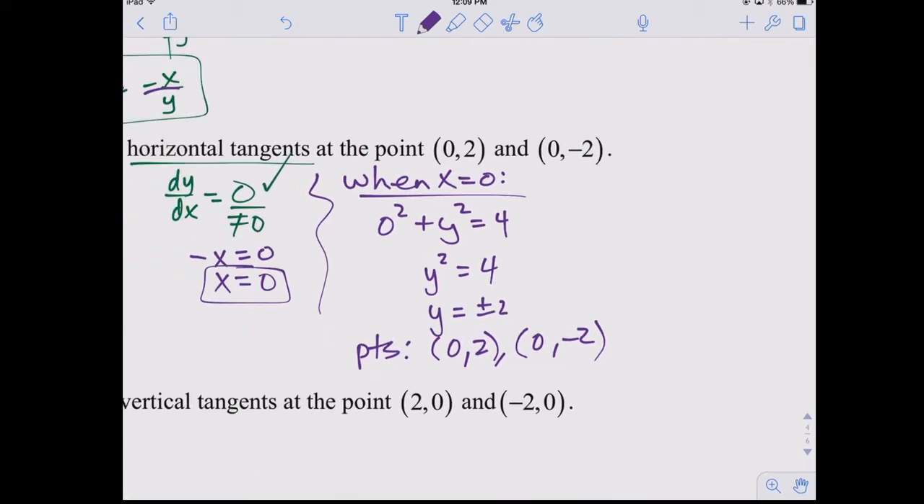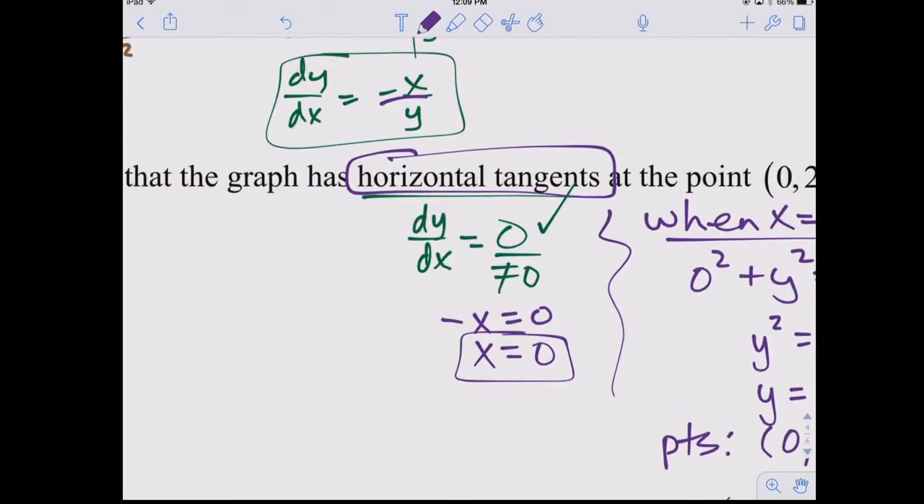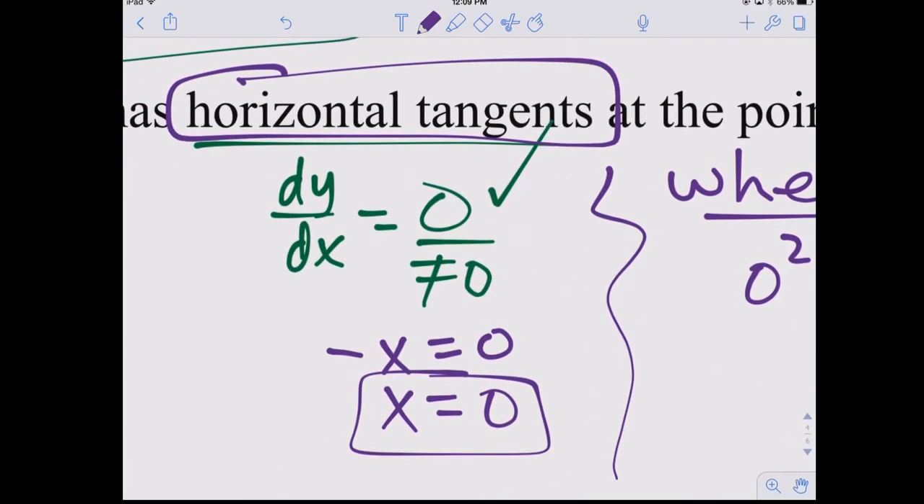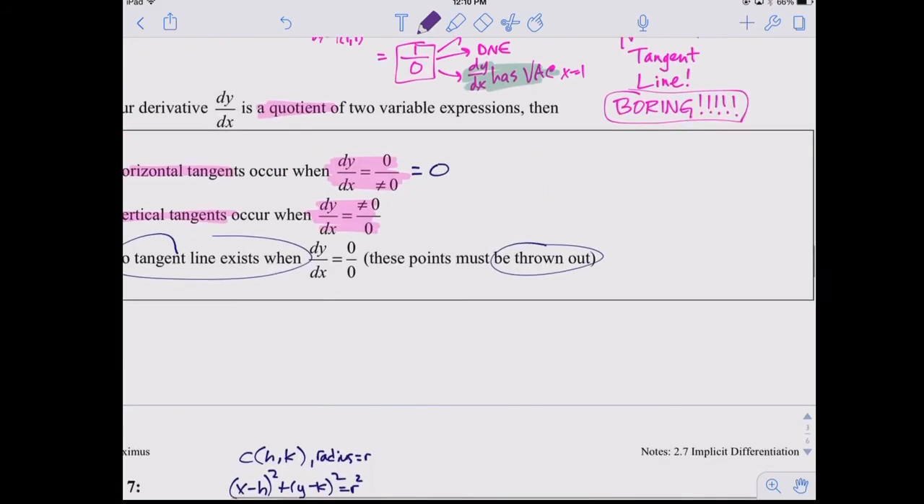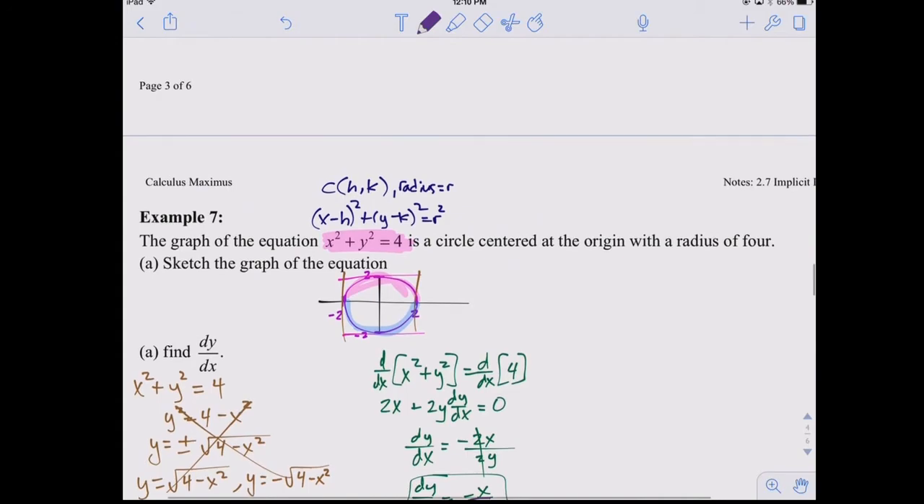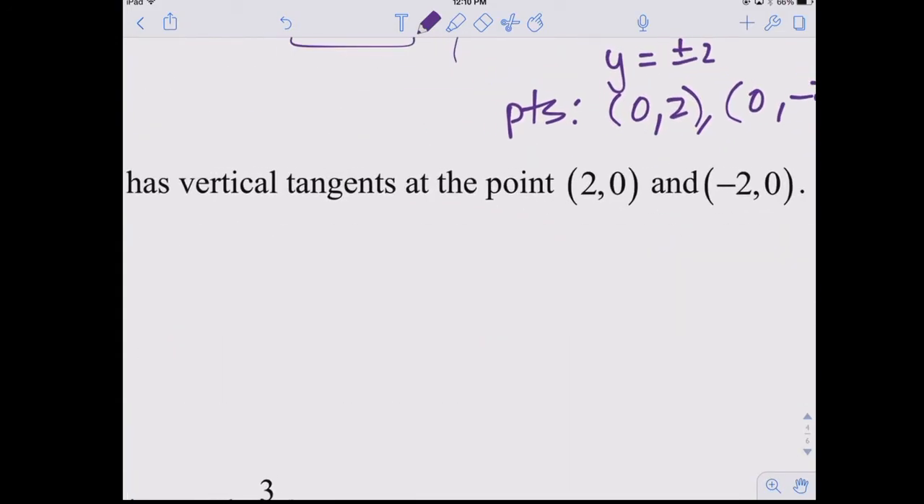How do you determine if dy over dx is 0? Well, we wanted to find the horizontal tangents, right? If I know I want the horizontal tangent lines, I know the slope needs to be 0. I know that's the derivative that's 0. Because it's a quotient, I know when the numerator is 0. Now, did I just verify it? Did we get the same points? Indeed. All right, so using calculus, verify where the vertical tangents are.